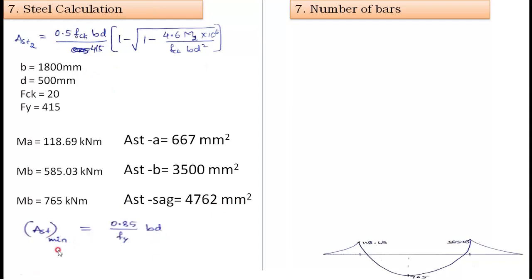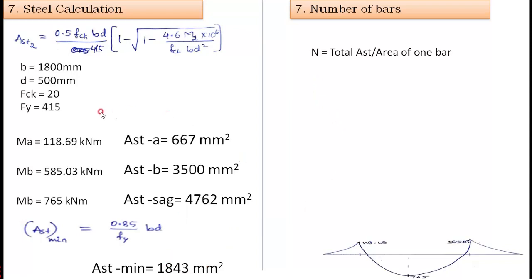Now we will calculate Ast minimum based on the IS 456 guideline, that is 0.85 divided by fy into bd, and here if I substitute the values I will get Ast minimum as 1843 mm square. This 1843 mm square is minimum Ast, and under column A we want 667 mm square. But this is more than that, therefore we need to provide this and ignore this. In these two cases, which are more than this one, we will provide 3500 and 4762, and instead of 667 we will provide 1843.